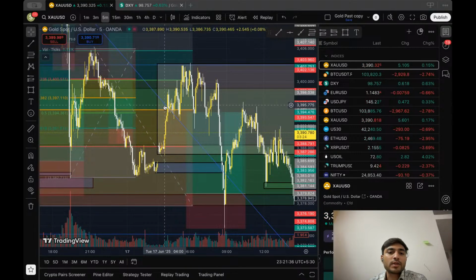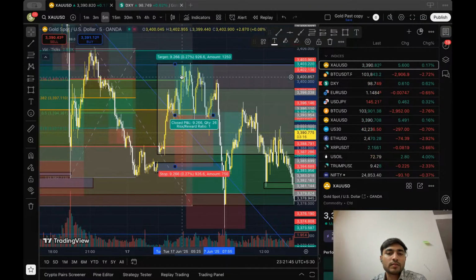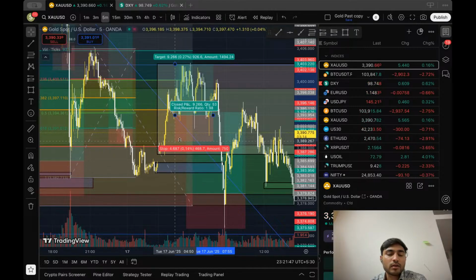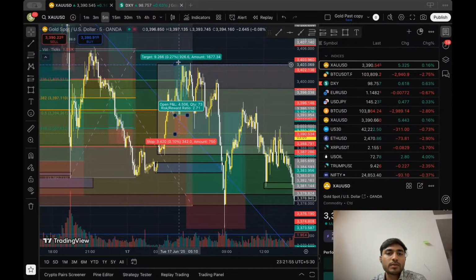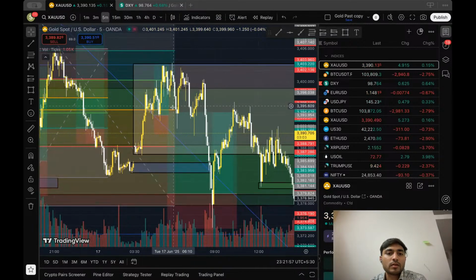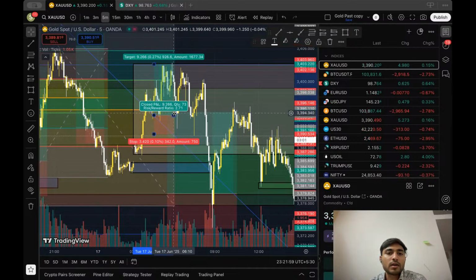It closed above this. It tested those levels, and our trend line trade would look like something like this. Testing from here. It's a little risky because there are a lot of fair value gaps, but we could keep a 30 pips stop under here. Then look for this 100 pips trade.